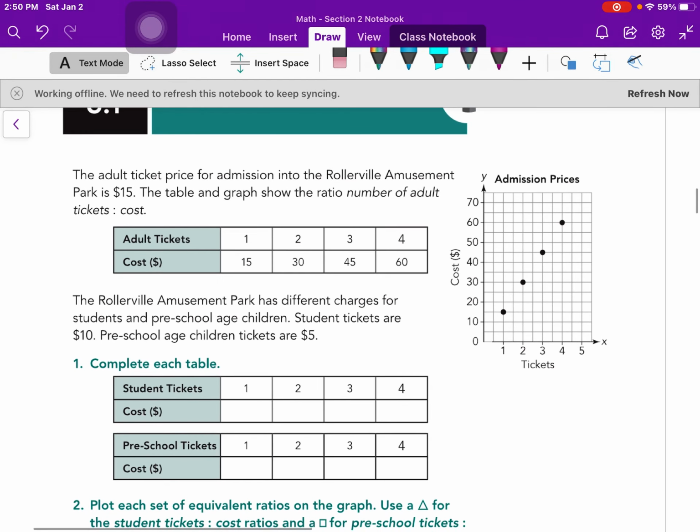It says the adult ticket price for admission into the Rollerville amusement park is $15. An amusement park sounds so fun. I wish we could go there right now.